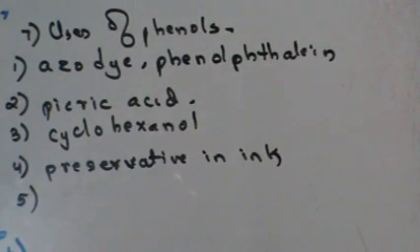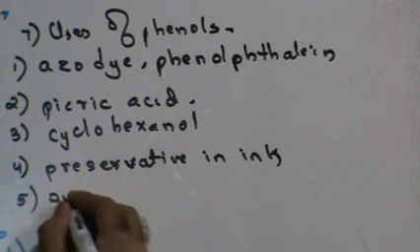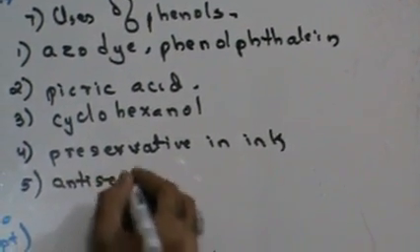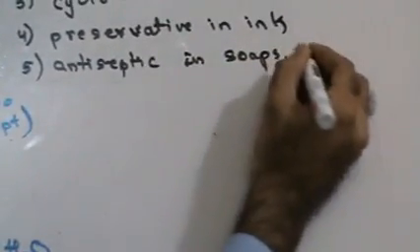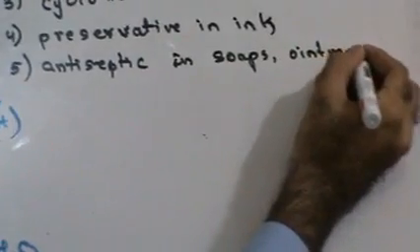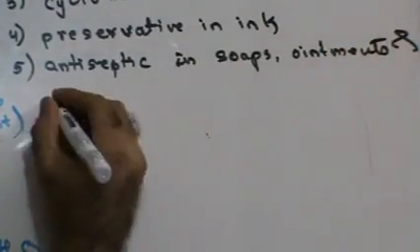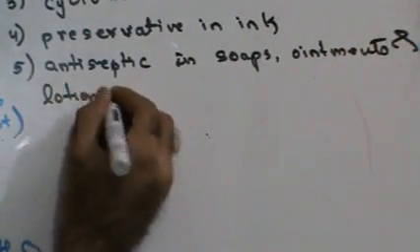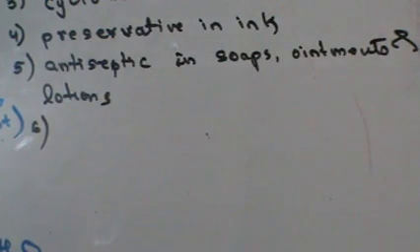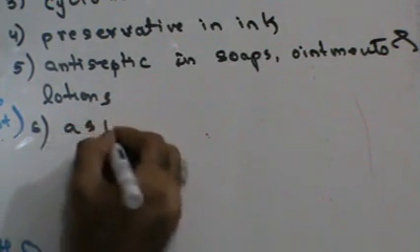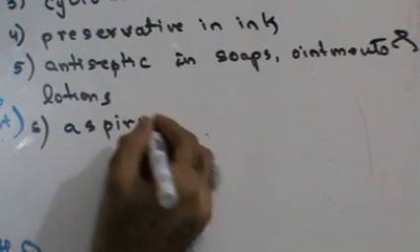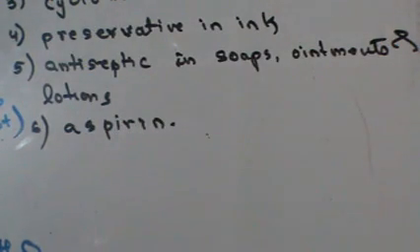Then it is used as an antiseptic in soaps, ointments and lotions. Then it is used for preparing aspirin. Aspirin is made up of phenol. So those are the uses of phenol.